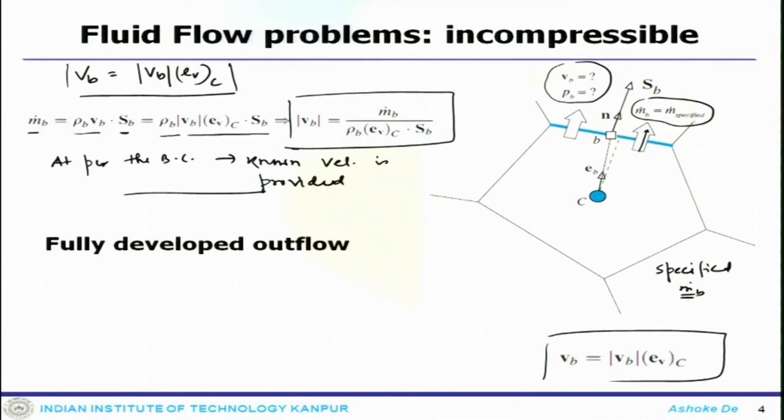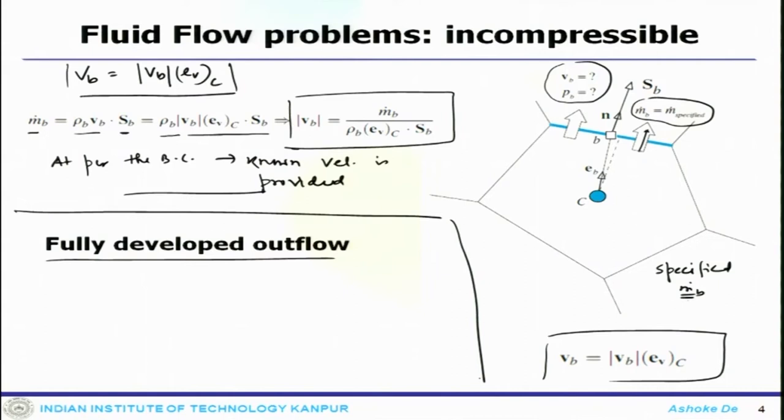Now, apart from that, one can also provide a fully developed outflow. Fully developed outflow means at the outlet face, you assume the flow field is fully developed. For a very simple example, one can think about a flow through a channel. If it is laminar, at very low Reynolds number, then there is an inflow and at the channel outlet it will take a parabolic profile. So, that is a fully developed parabolic profile. If the flow field is turbulent, then at the end of the channel this could be a fully developed turbulent profile. So, this is what the fully developed profile means.